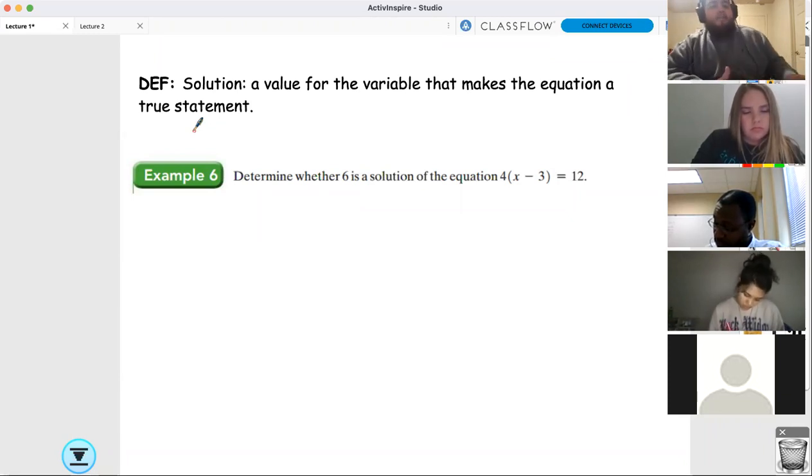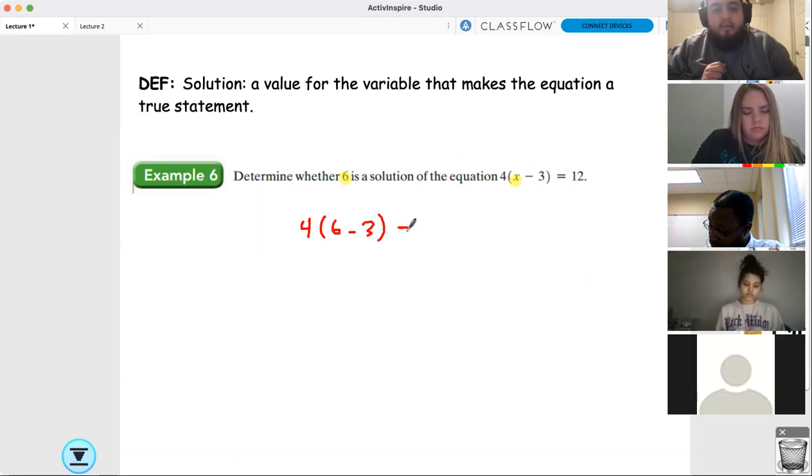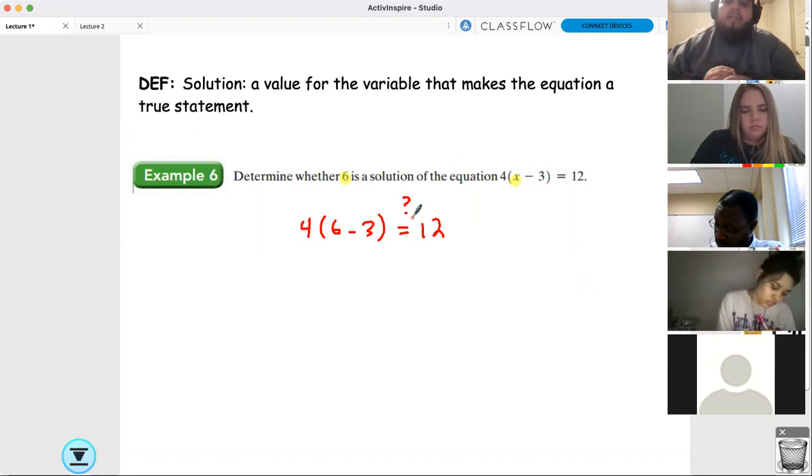All right, let's take a look at example 6. Whenever you see a problem that says, tell me whether this number is a solution, the first thing I want you to think of is this number 6 being plugged in for x. Then we get 4 parentheses 6 minus 3 parentheses equals 12 with a question mark on top of the equal sign. Now, if your instinct was to solve for x to see if it gives you the solution, that's not a bad mentality because that means you know how to solve equations. But think about what the question is asking. Is it asking you to solve the equation?